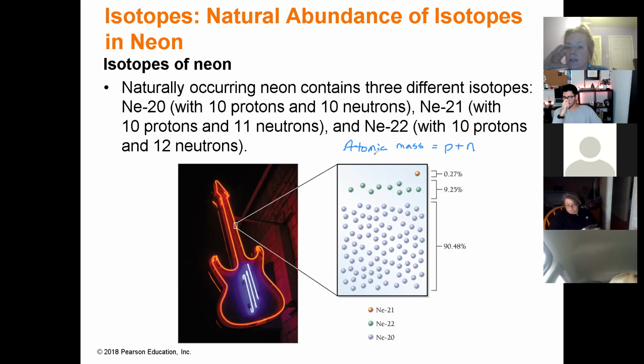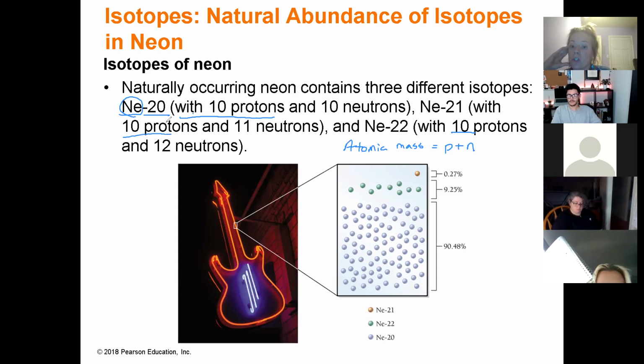Do we include electrons in atomic mass? No, because electrons are so tiny. Doesn't mean they're not important. They mess around with charge, but they don't have anything to do with mass. So when we talk about neon 20, well, first of all, let's talk about neon. What makes neon neon? Look on your periodic chart. If it's neon, it has to have 10 protons. Okay, there's like no debating that. So neon will always have 10 protons. Doesn't matter if it's neon 20, neon 21, or neon 22. There are 10 protons in each of those case scenarios.